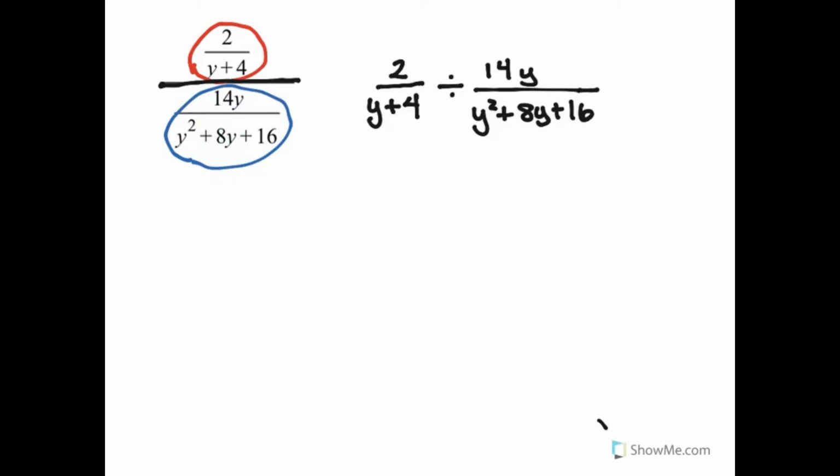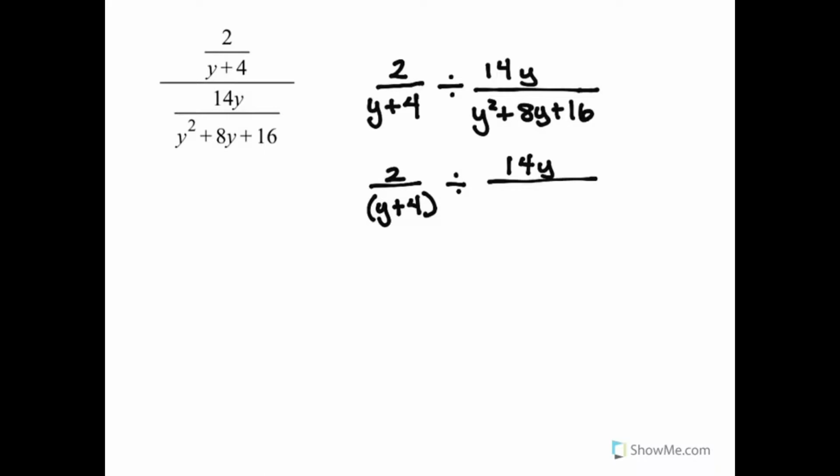Well, remember to factor. y squared plus 8y plus 16 is a perfect square trinomial, and it factors to y plus 4 times y plus 4. Now we can turn the second fraction around and change divide to multiply.